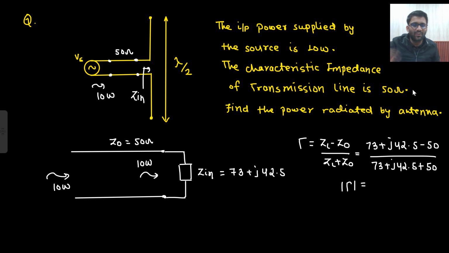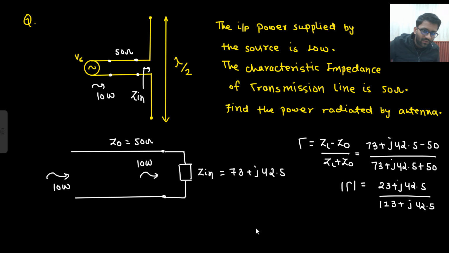So let me pause the video because this calculation will take a bit of time. You can also do the calculation, right? 73 minus 50, 23 plus j42.5 divided by 123 plus j42.5. What I need to do? I need to take the magnitude now. This was the simple thing, 23, and now I need to take the magnitude. So this magnitude is coming out to be 0.371.